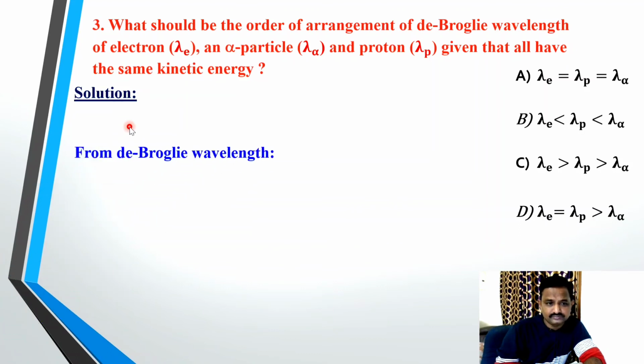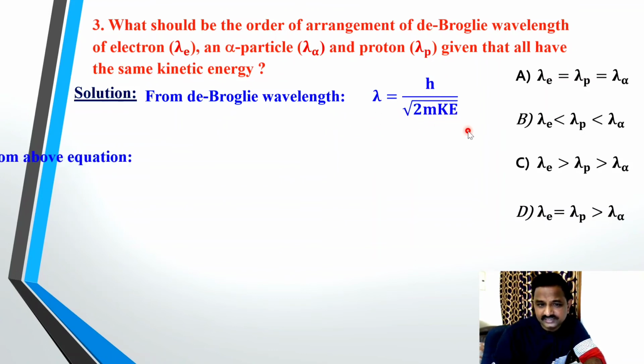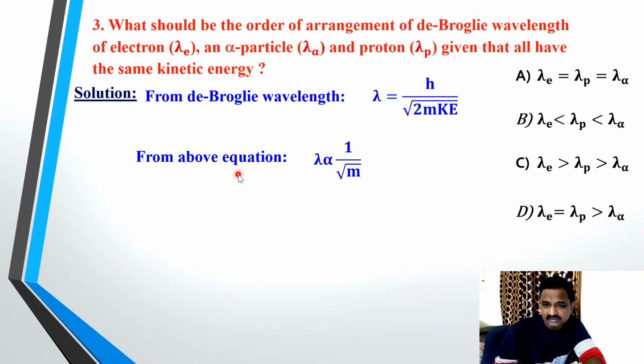Solution: from de Broglie wavelength, we have lambda is equal to h by root over 2m kinetic energy. From the above equation, we can write lambda is inversely proportional to root over m. Here kinetic energy is constant. In the given problem, they have given the same kinetic energy. So we can write lambda is inversely proportional to root over m.